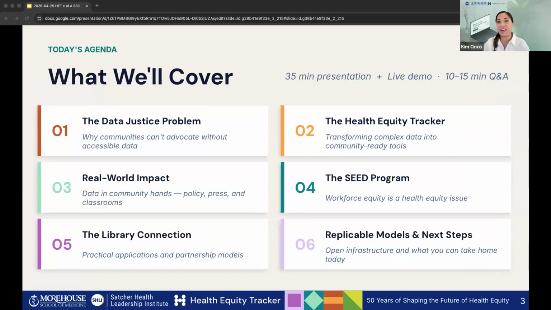So here's how we're going to be spending our time together today. We're going to move through 6 sections covering why data access is a justice issue, what the Health Equity Tracker actually does, how communities are using it right now. We're going to talk a little bit about a workforce equity program called SEED and the very specific opportunity I think that libraries have in all of this, and then some replicable models you can take home. We'll pause in the middle for a live demo by Ben, and we're going to leave a solid 10 to 15 minutes at the end for your questions and discussion. So let's get into it.